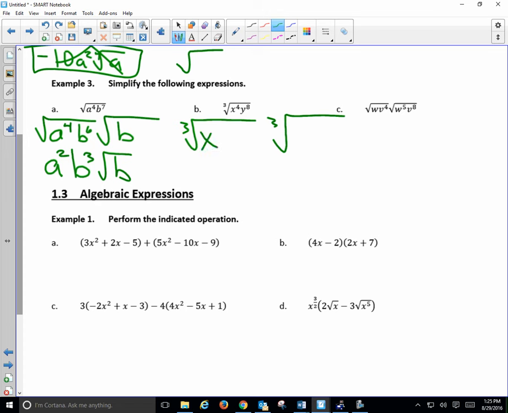X to the 3rd, so I got to put an x over here, maintain equality. Y to the 6th. We get xy squared, cubed root of xy squared. Simplified. You try C on your own.